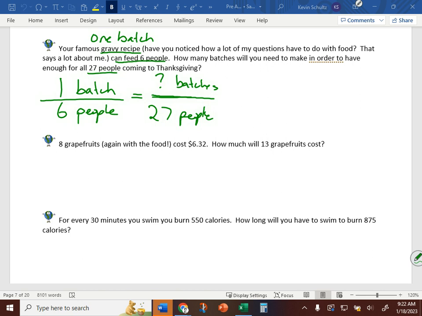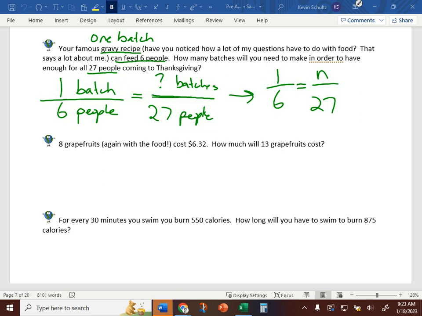That's how you set up a proportion, right? What goes together? Batch to 6 people, batch to 27 people, okay? And using cross products to solve this, right? I'm going to simplify this a little bit so we don't have these words in here. But 1 is to 6 as n is to 27, right? That's essentially what our proportion says. One batch for 6 people. How many batches for 27 people?